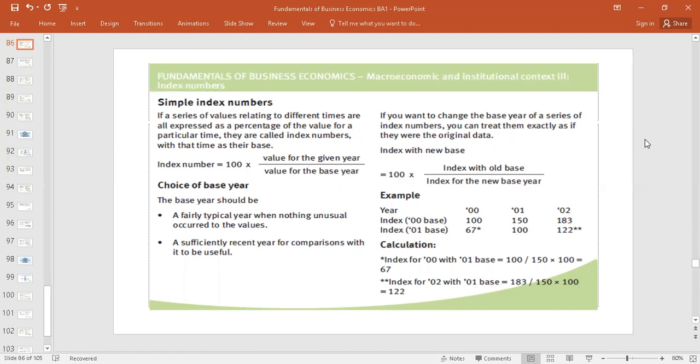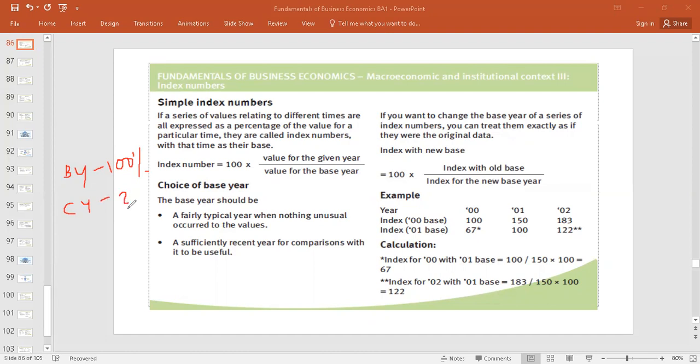The series of values related to different times are all expressed as a percentage of the value for a particular time. Then they are called an index. So if we have a base year, the value for the base year is given, and the base year would be taken as 100%. The current year, whatever year we are verifying, is what percentage? Current year into 100% divided by base year gives us the index number.